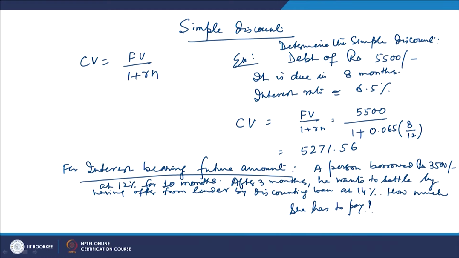Now, this is the case where he had taken the loan, and after 3 months only he wants to return it. The problem is that he had taken the loan for 10 months, and after 3 months he wants to return it. So the lender has given him a further discount, discounting the loan at 14%. So, how much does he have to pay?